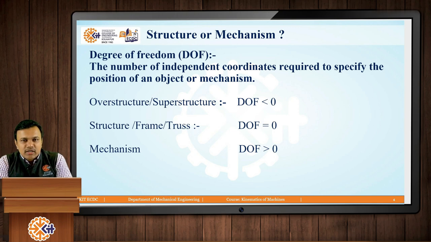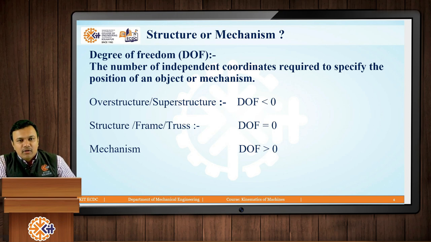So overstructure or superstructure are going to have degrees of freedom which are less than 0. So what it means is, the degrees of freedom for superstructures are negative. So from the point of understanding, you can see the example of superstructure as your tall towers.